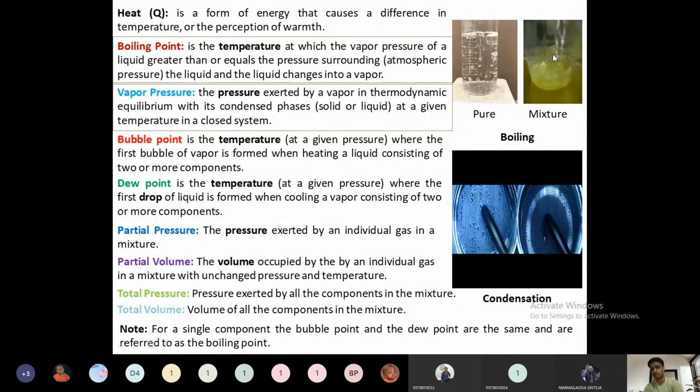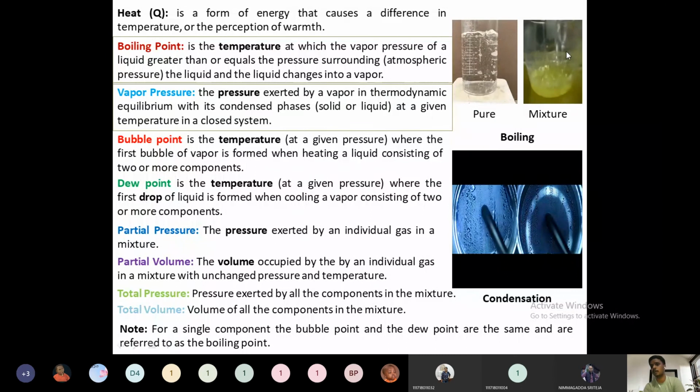Okay, you need to differentiate between these. What is a pure? What is a mixture? What are the mixture properties? What are the pure properties? In the pure form, the pressure exerted by these vapors of this liquid is called a vapor pressure. When it is a mixture form, the pressure exerted by the vapors of this constituent liquid is called a partial pressure. So this is called a partial pressure.